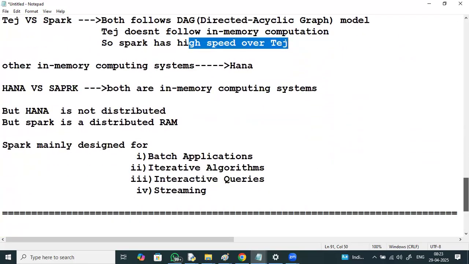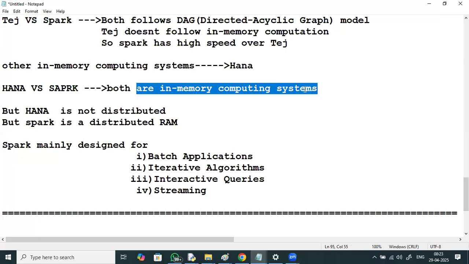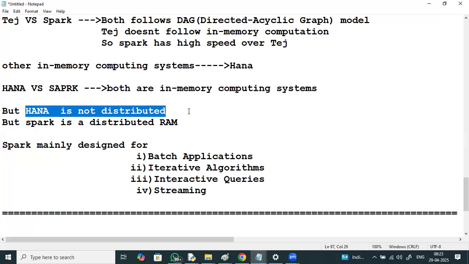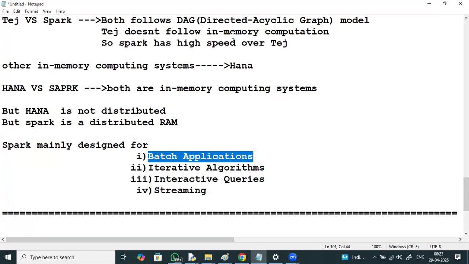Other in-memory computing systems: SAP HANA is also an in-memory computing system like Spark, but HANA is not distributed. The data is not distributed, whereas Spark uses distributed RAM. Spark is mainly designed for batch applications, which involve millions and trillions of records. It is not for online applications, client-server, or request-response. It's for batch applications.